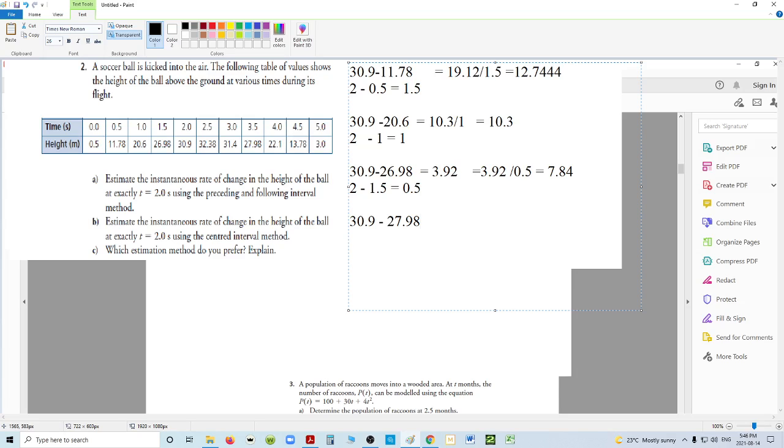So that would be 2 minus 3.5. And then I'm going to take the next one over, 30.9 minus 31.4, which is the delta x is 2 minus 3. And the last one is 30.9 minus 32.38 over 2 minus 2.5, which is the same as minus 1.5 minus 1. Don't worry about the minuses. As long as you do it correctly in both of them, it'll be fine.